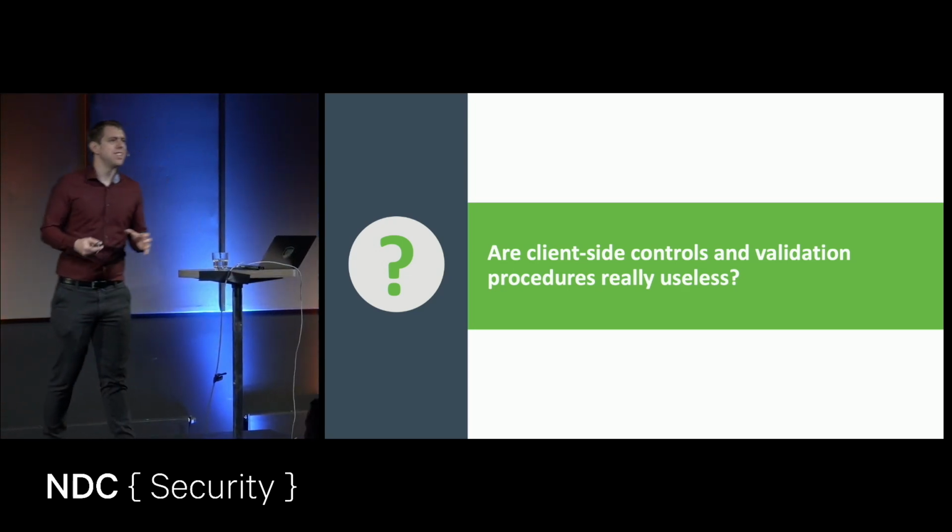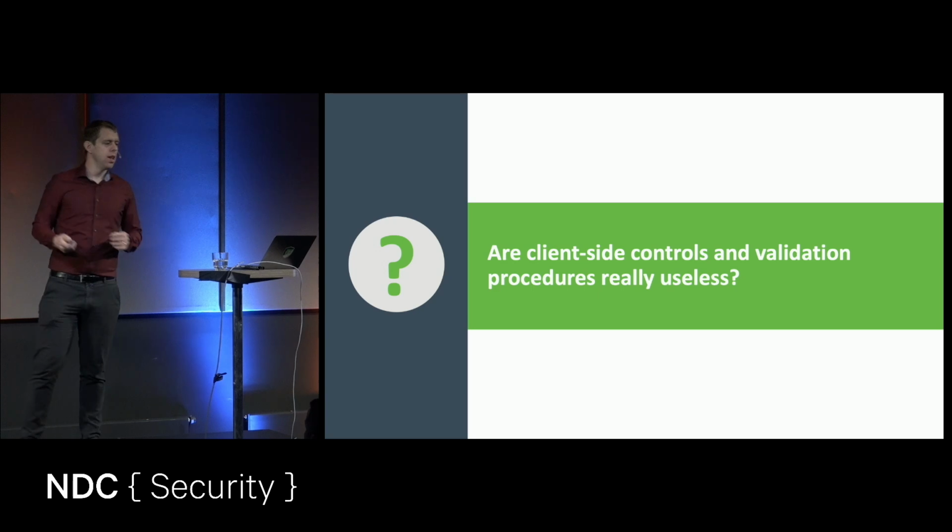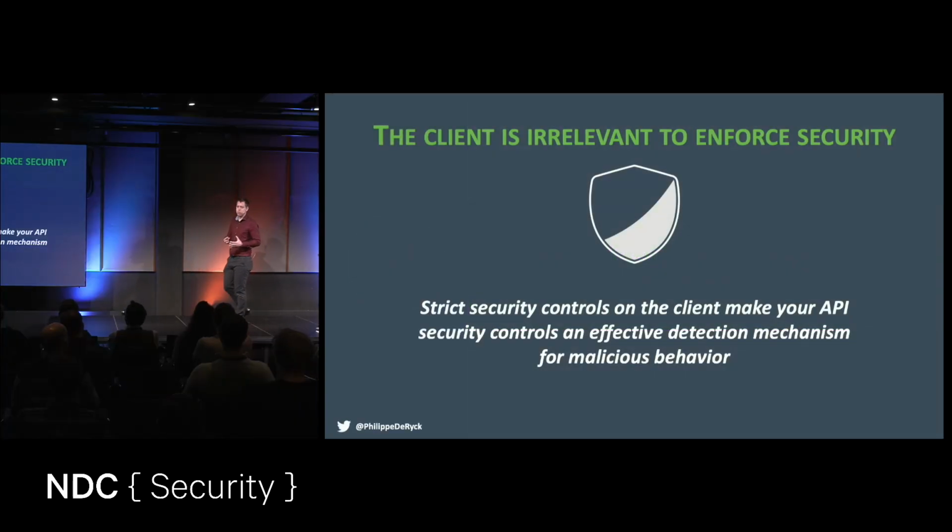So the takeaway isn't that the client is useless for security, but that the client is irrelevant to enforce security. You can't enforce restrictions on the client alone, but if you do it at both places, then you get high confidence alerts that somebody is sending malicious data to your API. And that information is very useful for your security team to follow up on potential attacks.